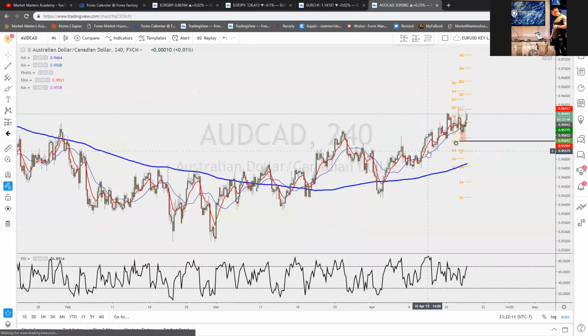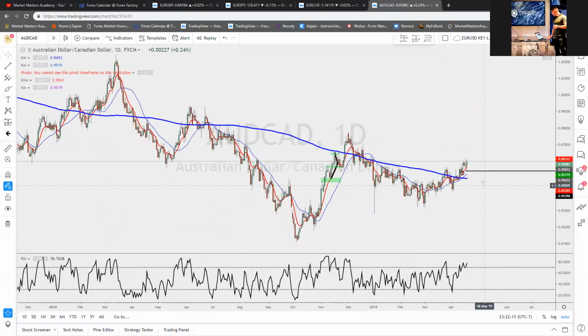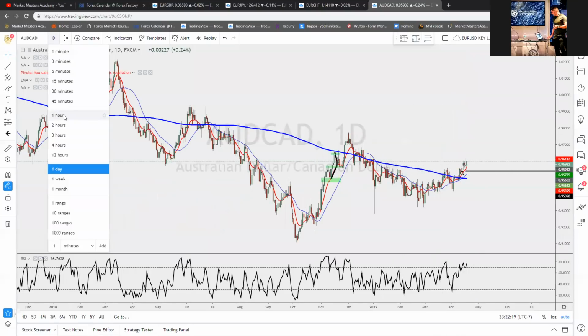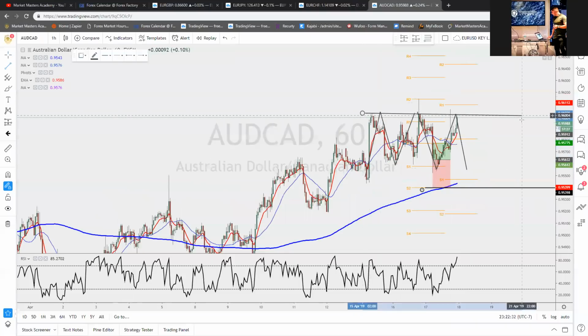AUD CAD might be reversing, by the way. Just from what I see, even though it's on an uptrend, this is where I scout my trades and do pretty good. But just real quick, this is pretty much what's happening. Right now it's at a resistance area. Going to be looking for that drop right there. Neckline about here.